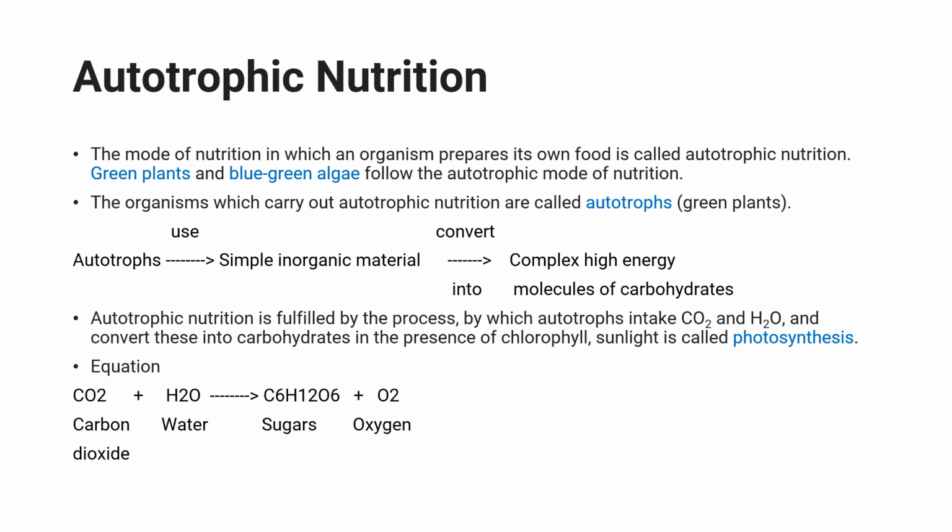Autotrophic nutrition is fulfilled by the process in which autotrophs take in carbon dioxide and water and convert these into carbohydrates in the presence of chlorophyll and sunlight. This is called photosynthesis. The equation for this is: carbon dioxide plus water gives sugars and oxygen.